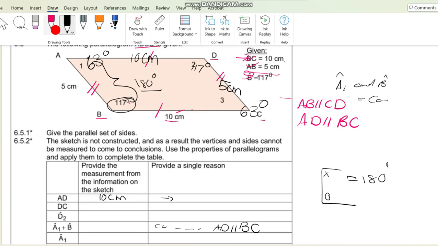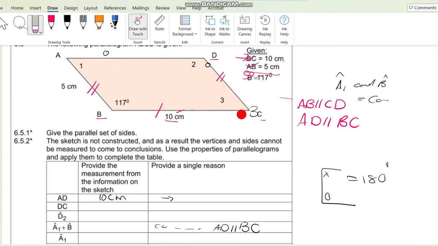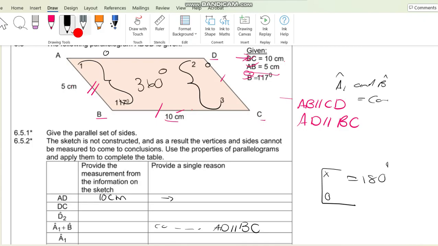Then you have the following, and I need to hurry now. My video is going to shut down. If you have all these angles, all the angles inside a parallelogram, those together will always give you 360 degrees. Die binnehoeke van 'n parallelogram, of actually van enige vierhoek, is 360. The interior angles of a quadrilateral is always 360 degrees.